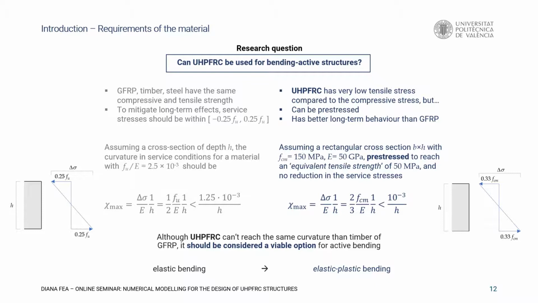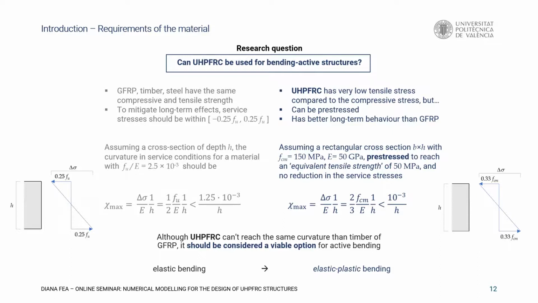And the idea would be to pre-stress the material to reach about 1/3 of the compressive strength in compression, and also a kind of equivalent tensile strength, also about 1/3 of the compressive strength. And in that way, if we redo the calculation of the curvature by assuming this new, approximate stress distribution, of course, this is not the real stress distribution in the concrete, but thinking on the concept, we see that we are able to reach a curvature which is quite similar to the one that we reach with timber.